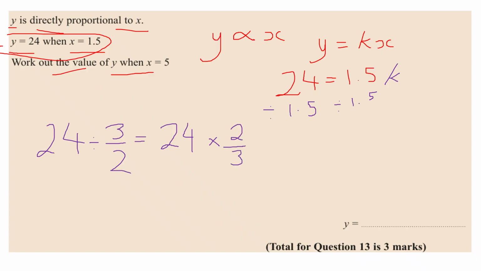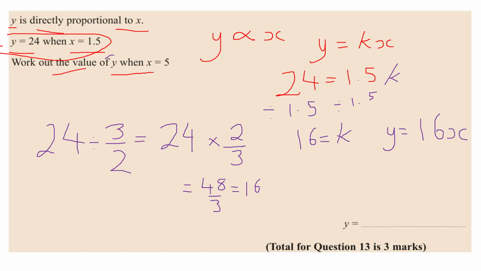Now we're going to do 24 times 2 makes 48. 48 divided by 3, guys, is 16. So the value of K here is 16. So 24 divided by 1.5 is 16, and that's equal to just K. So now my specific equation is going to be y is equal to 16x, so 16 lots of x.